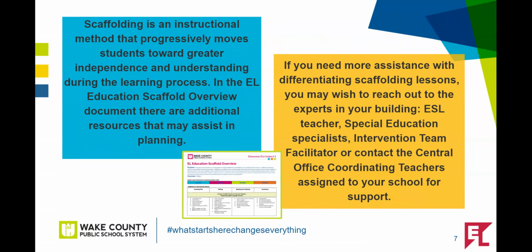Scaffolding is an instructional method that progressively moves students towards greater independence and understanding during the learning process. Refer to the EL Education Scaffold Overview for grades 2 through 5 for additional resources that may provide further support when planning for and implementing instruction.